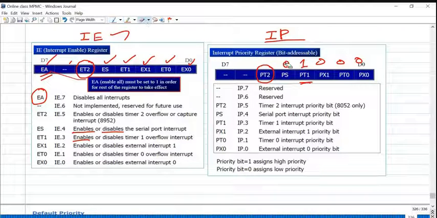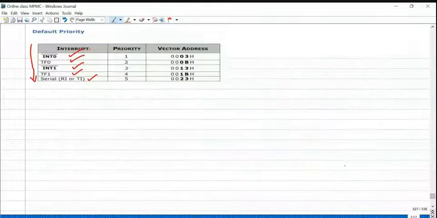Now you may have the question. Suppose more than one interrupt is set to high. So what is the condition? Say for example, the serial interrupt I kept as highest priority, and timer 1 also I kept highest priority, and the external interrupt also I kept highest priority. Now what is the scenario? What will happen? How will the controller give the priority among these? Serial, timer 1, and external interrupt are all assigned as highest priority.